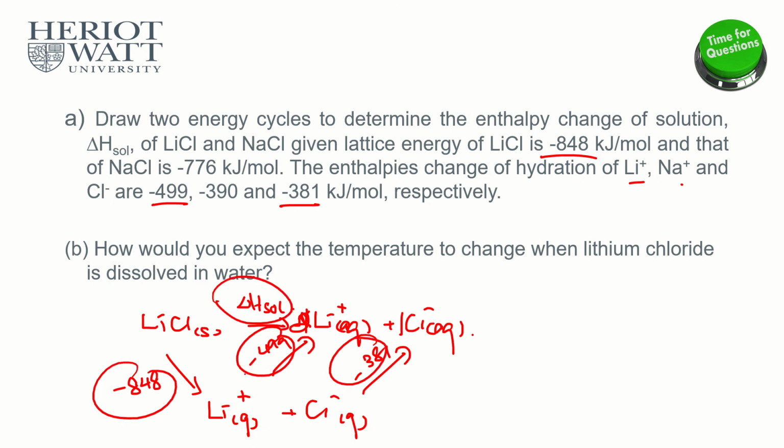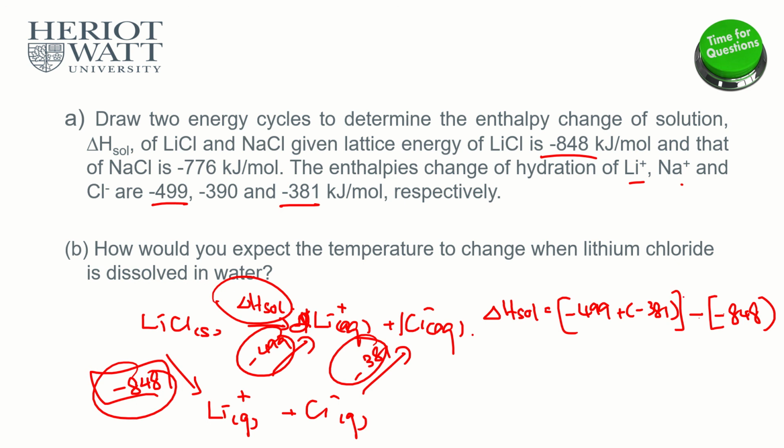And how to get the enthalpy change of solution? Either you solve it using Hess's law, or you just use the equations. All right, enthalpy change of solution equals to what? All the hydration energy, negative 499 plus negative 381, that's the total hydration, minus, still remember, I have to put in negative values so that it becomes plus 848. Negative, negative, positive. And then you will get your answer.